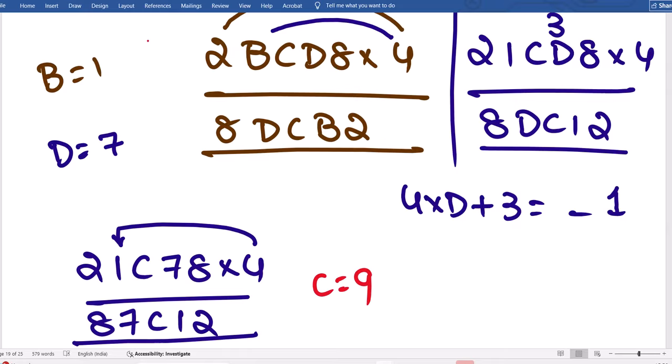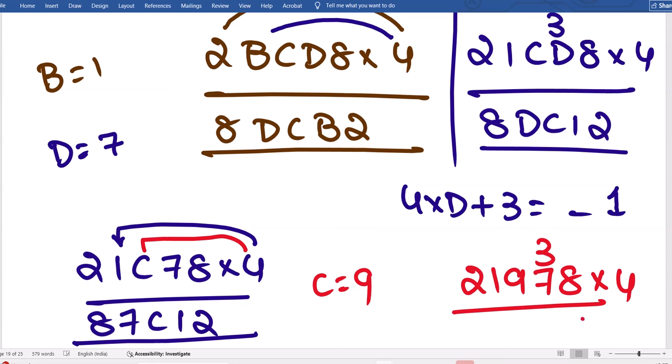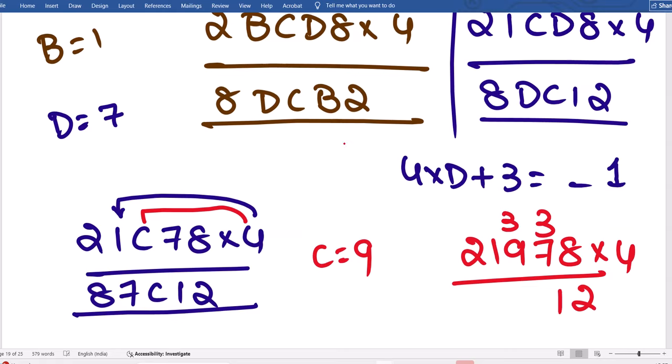4 multiplied by 1 is 4, but here it is 7. You want 3 carry from previous. So 4 multiplying with C, adding some carry from previous also, it should generate 3 as the carry. It's possible with 9 only. You check once: 21978 multiplied by 4. 4 8s 32. 28 plus 3, 31. 36 plus 3, 39. And here 7. You can see that 21978 reverse is 87912. ABCD reverse EDCBA possible.